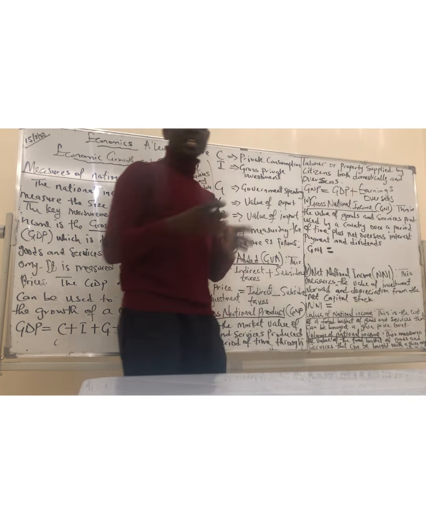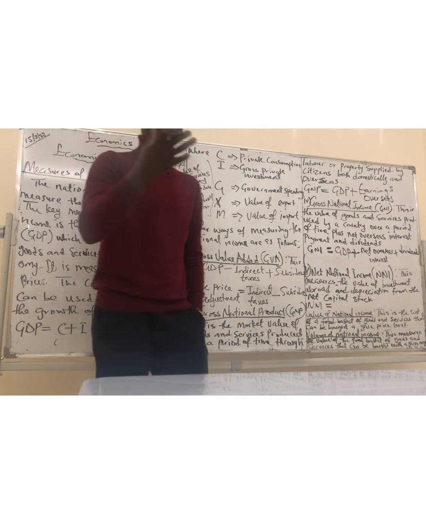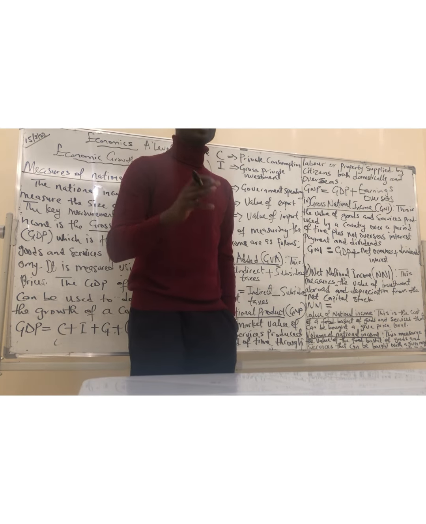So GNI is GDP plus net overseas interest plus dividends. Dividends are factor incomes, what you get from your factors of production. We call it factor income.